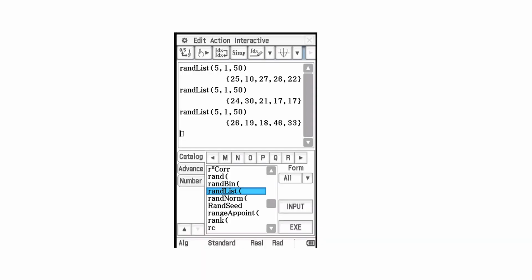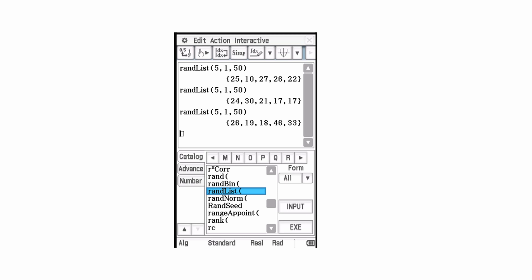So I'm going to click over to the next screen. This is what your CAS can do for you. You can go to the catalog, go to R, there's a whole bunch of functions involving random number generation, and I've just chosen rand list. So 5, I want it to select 5 random numbers drawn from a list of 1 to 50, and there we go. So I've just hit that 3 times, and it's a quick way to generate random samples of 5 from that 50.